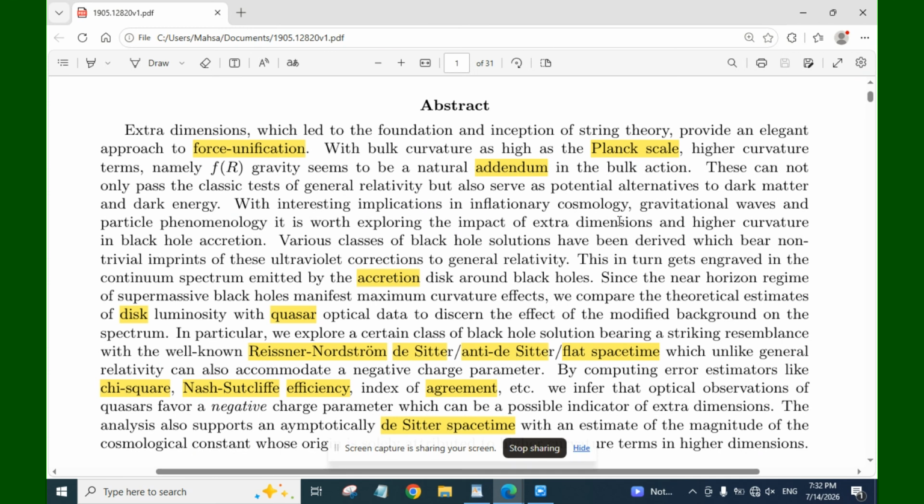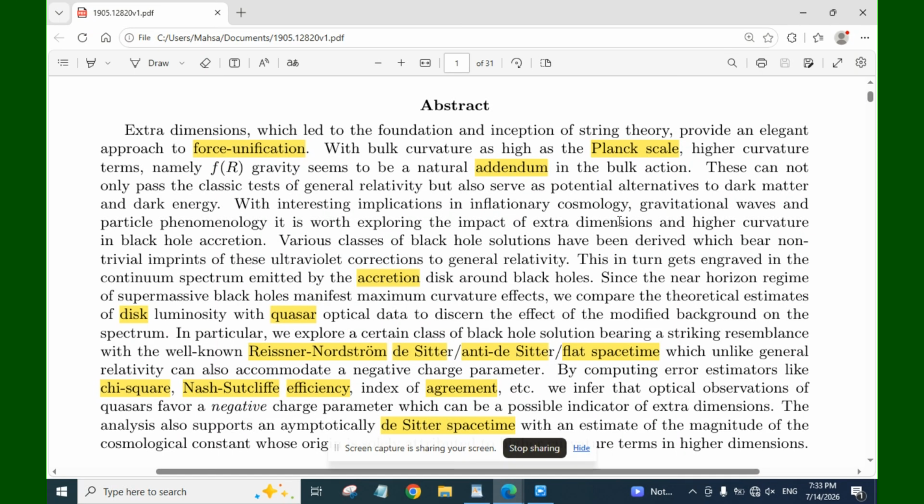Various classes of black hole solutions have been derived which bear non-trivial imprints of these ultraviolet corrections to general relativity. This in turn gets engraved in the continuum spectra emitted by the accretion disk around the black hole. Since the near horizon regime of a supermassive black hole manifests the maximum curvature effects, we compare the theoretical estimates of disk luminosity with quasi-optical data to discern the effect of the modified background on the spectrum.